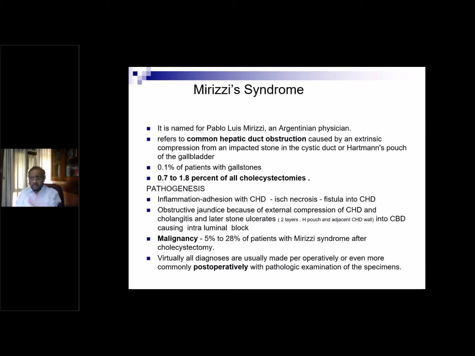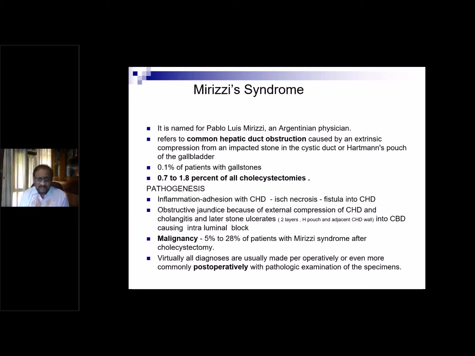Is that clear? So the definition of Mirizzi syndrome is an extrinsic compression from an impacted stone in the cystic duct or Hartmann's pouch to the common hepatic duct. That is the starting point. Inflammation both ways, cholangitis, inflammation of the gallbladder. So it works out and forms adhesion, and then it develops into the subsequent stages which you just now enumerated. It occurs in 0.1% of patients with gallstones and 0.7 to 1.8% of all cholecystectomies. Is that clear? So that is the incidence of Mirizzi syndrome. And what is the pathogenesis? I just now told you.